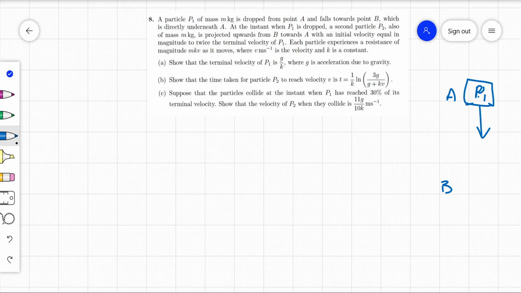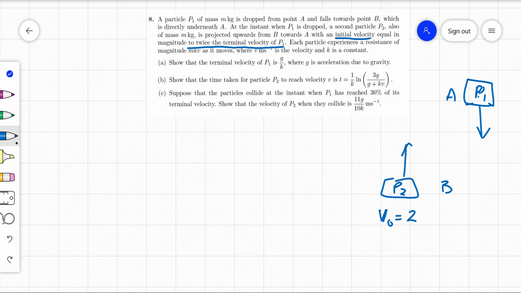At the instant when it's dropped, a second particle P2 is projected upwards from B. So here's particle P2 and it's going in that direction, projected towards A, with an initial velocity equal in magnitude to twice the terminal velocity of P1. So we have this one with an initial velocity of twice that.